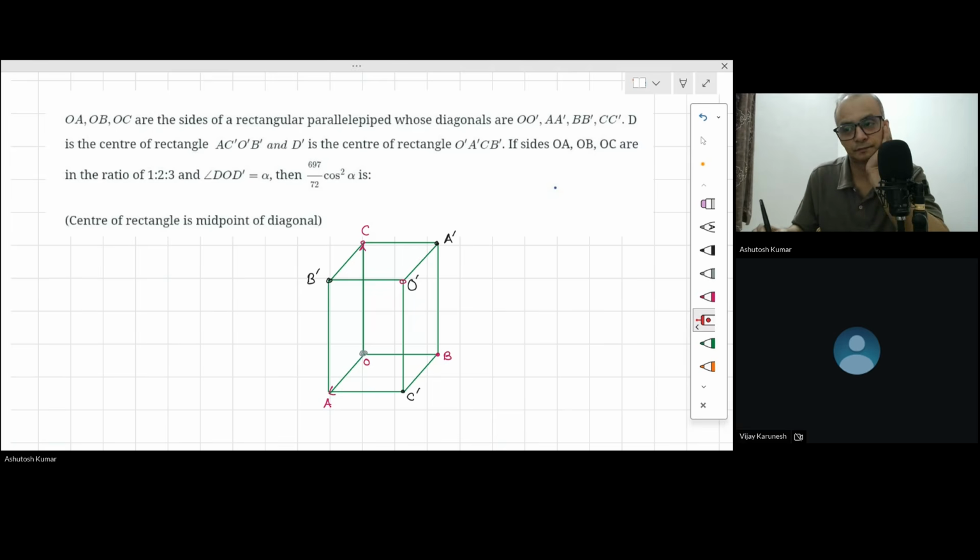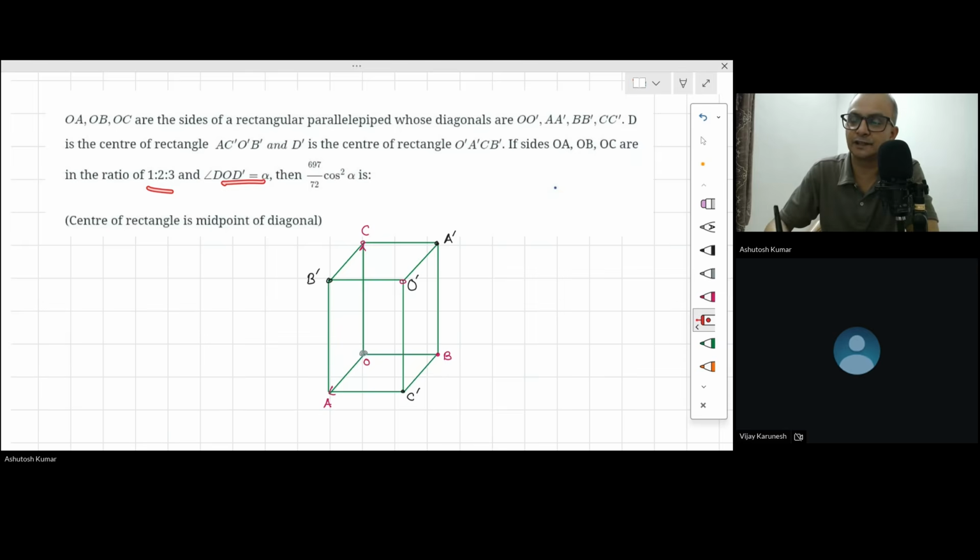Yes, sir. And what is D dash? D dash is the center of the upper rectangle O dash, A dash, C and B dash. So D is here and D dash is here, with this thing we keep in mind: OA, OB, OC are in the ratio of 1:2:3. And they're asking about the angle.